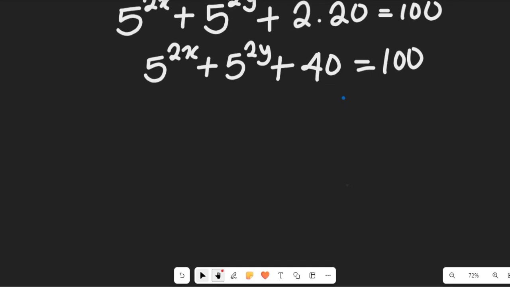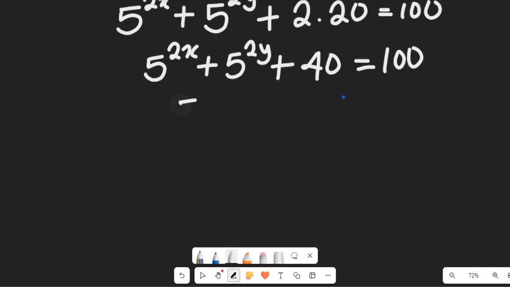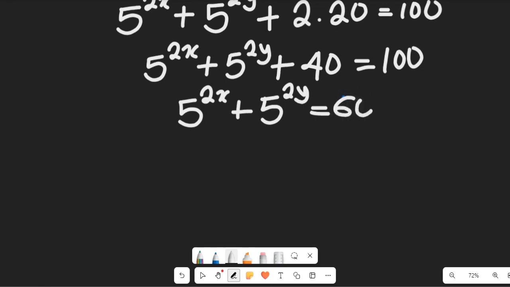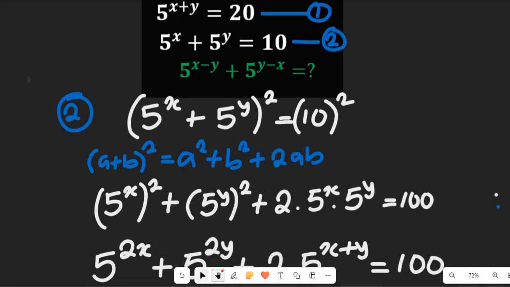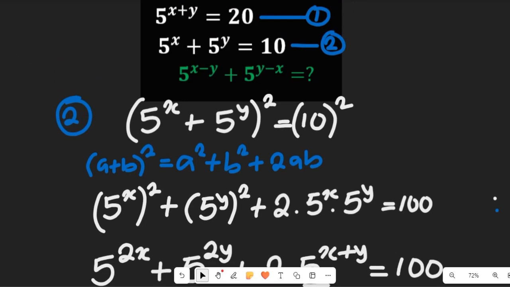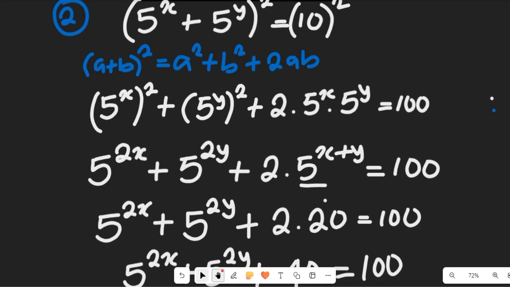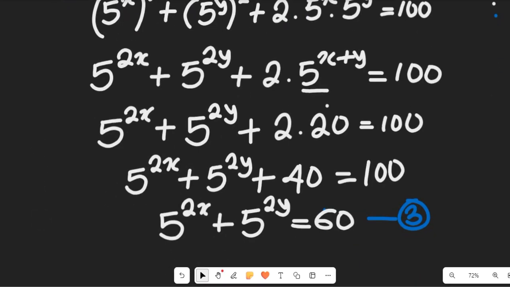Great. Now if I turn this around, I'm going to have 5 to the power of 2x plus 5 to the power of 2y equal to 60 if I subtract 40 from both sides. Considering this expression, I'm going to take this as equation 3. We're going to come back to this expression. Now, let's go back to the expression we are asked to look for. We are asked to look for 5 to the power of x minus y plus 5 to the power of y minus x, right? So let's look at that expression.